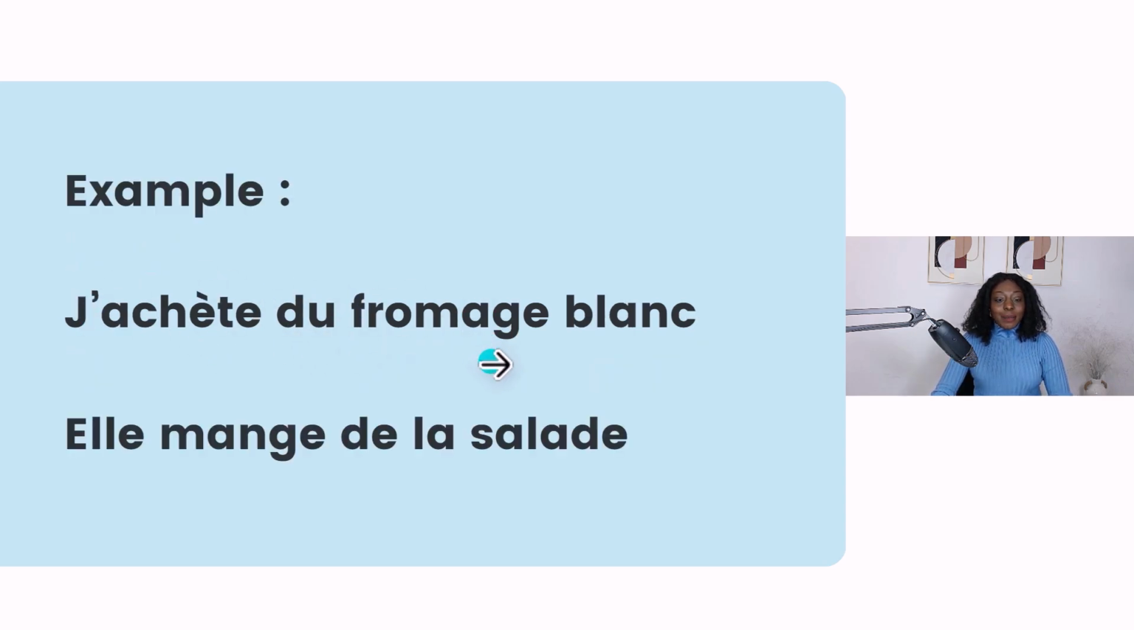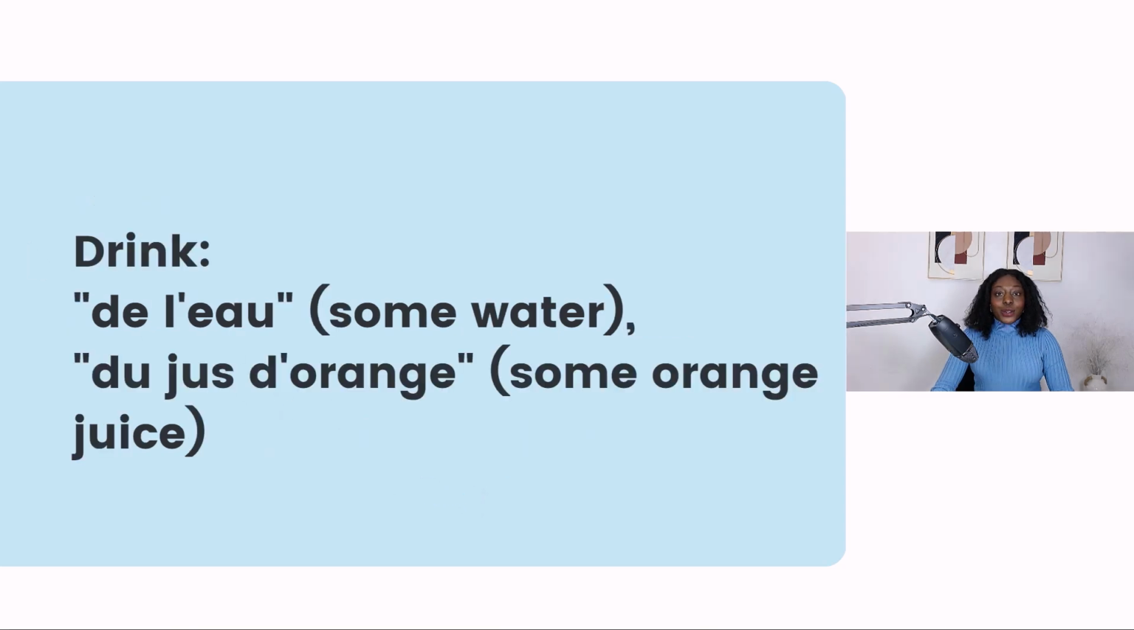Look at these examples in a sentence. J'achète du fromage blanc. Or, elle mange de la salade. I am buying some white cheese. I am buying some cheese, not all the cheese. And she's eating some salad.